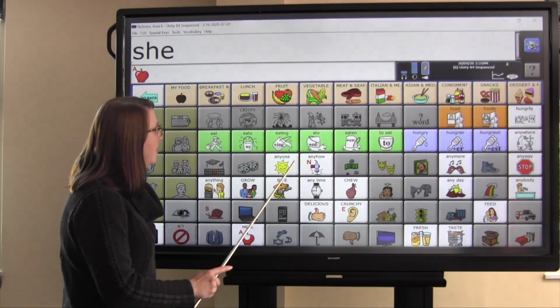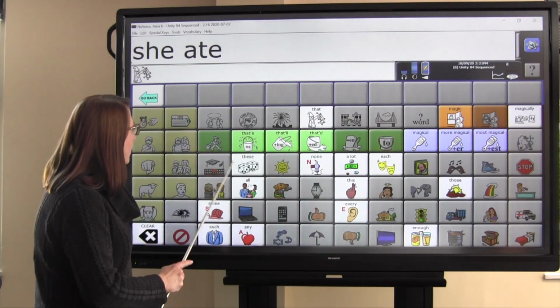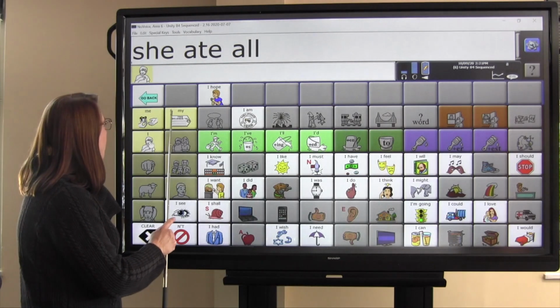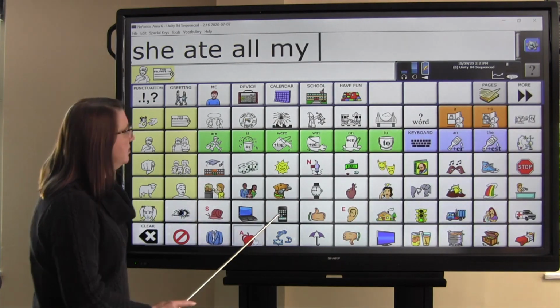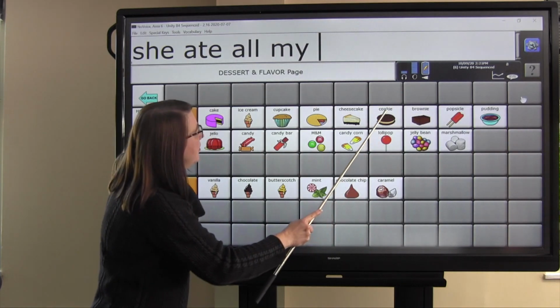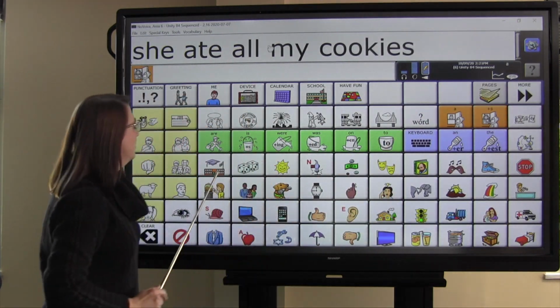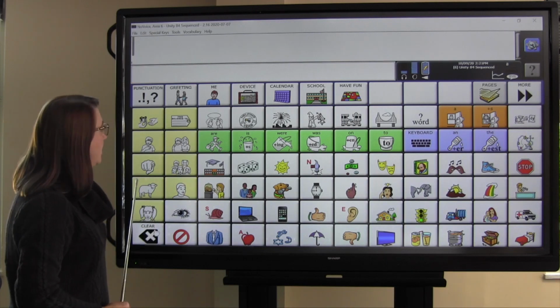She ate all my. Going up to our desserts, looking for cookies. She ate all my cookies. She ate all my cookies.